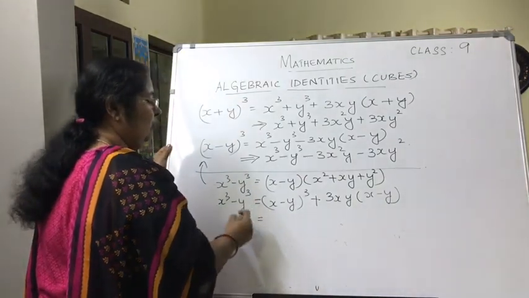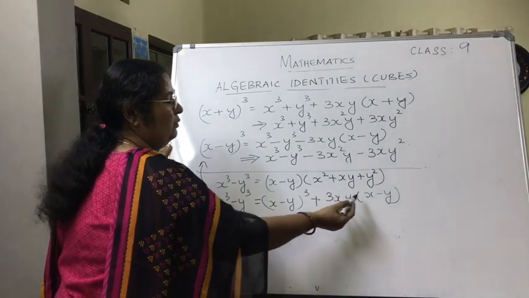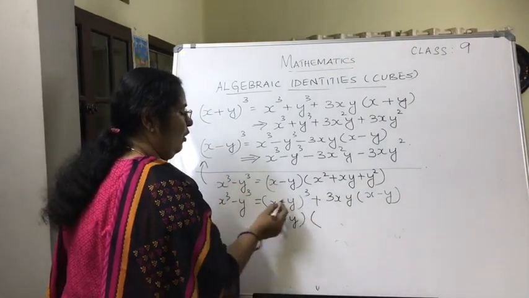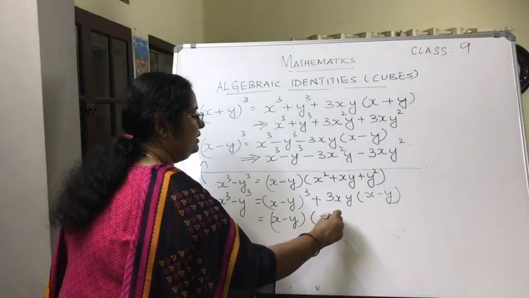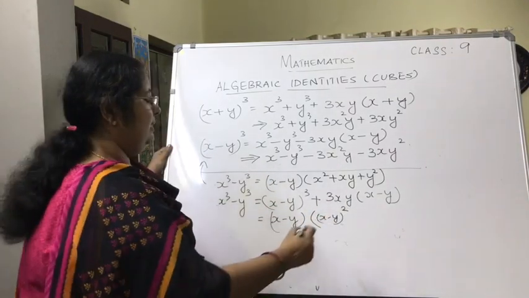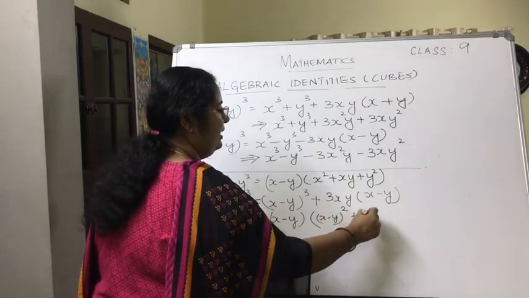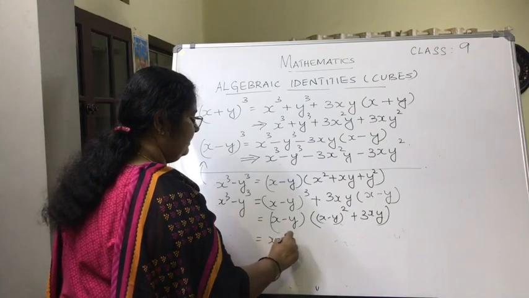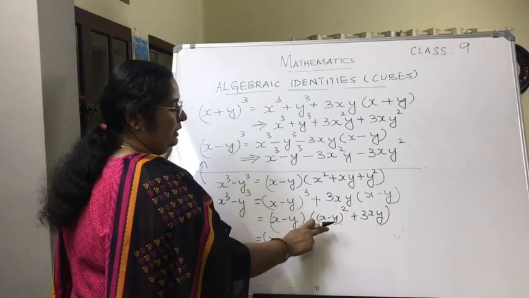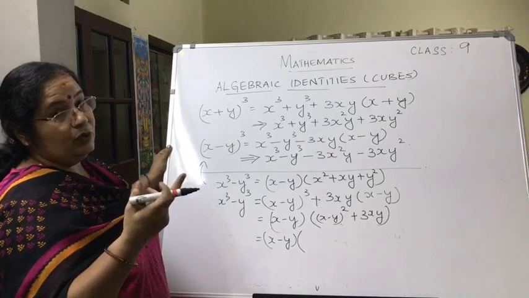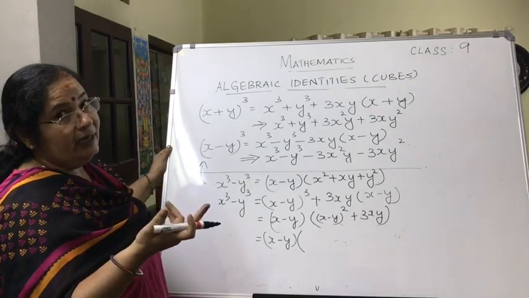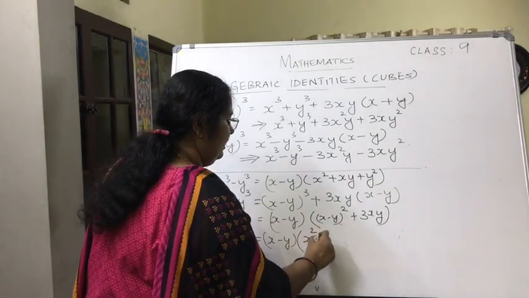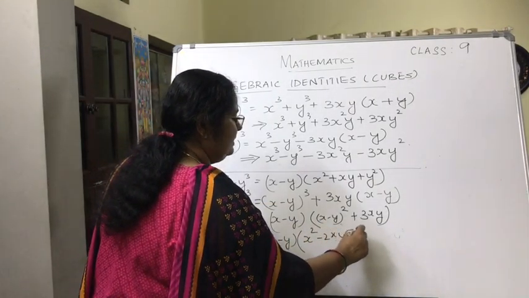Now this will be equal to what? You have x minus y as common. So you take that x minus y out. What remains here? X minus y the whole square plus 3xy. Now this will be equal to x minus y into, this is of which form? X minus y the whole square, expand that, it will be x square minus 2xy plus y square.